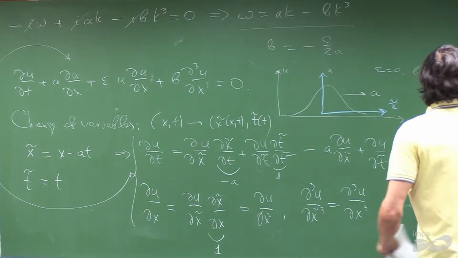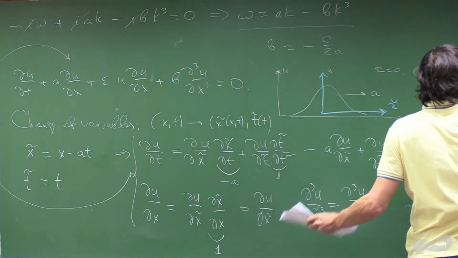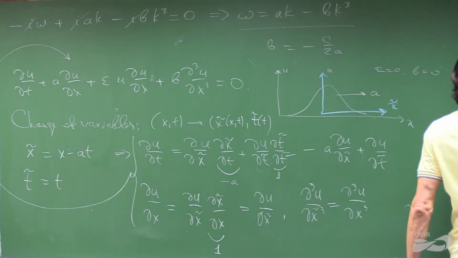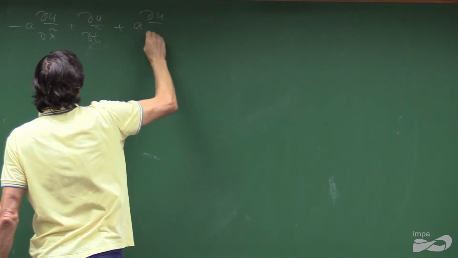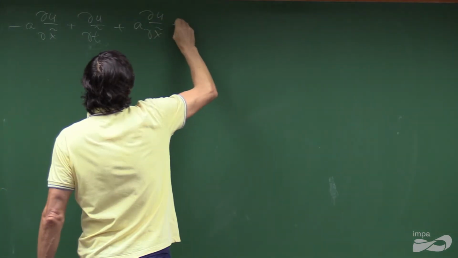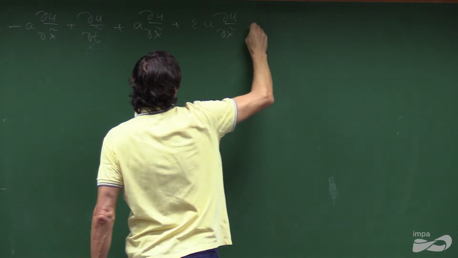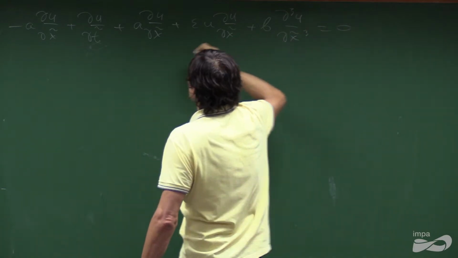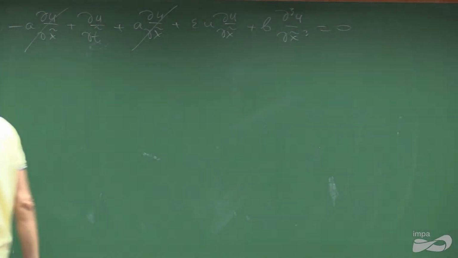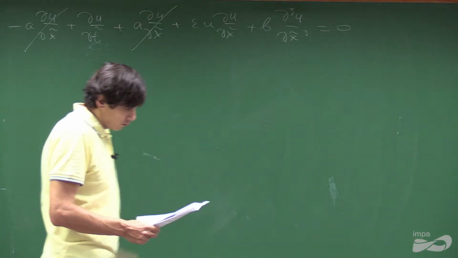So what we get is the first term will be this minus a du/dθ plus a du/dθ. So we go to the reference frame, it cancels the terms with A. So we have this one term less.